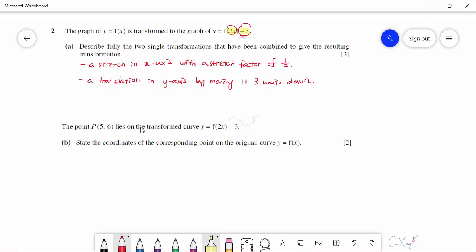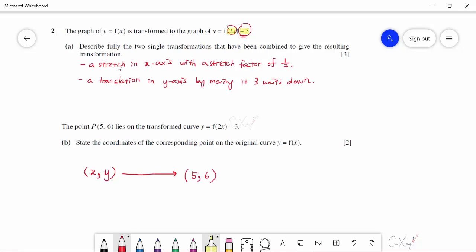Okay. Alright, so now we go to part B. They're telling you that this point P lies on the transformed curve, and they want you to state the original coordinates on the original curve y equals f(x). So the meaning is something like this. This is my original point that I don't know, the original coordinates, which are x and y. After it has been transformed, we get the point P, which is 5 and 6.